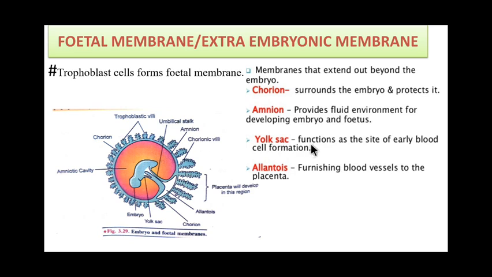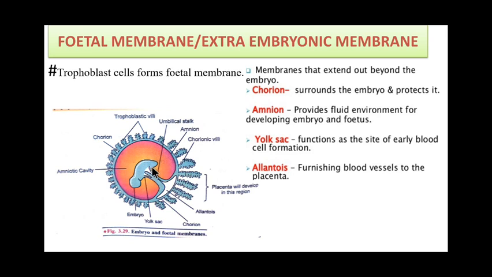Then is the yolk sac, which functions as the site of early blood cell formation. Though this yolk sac does not nourish the embryo, it has acquired a new function: it is modified to form part of the umbilical cord. During early development it is also the source of stem cells that give rise to blood and lymphoid cells.